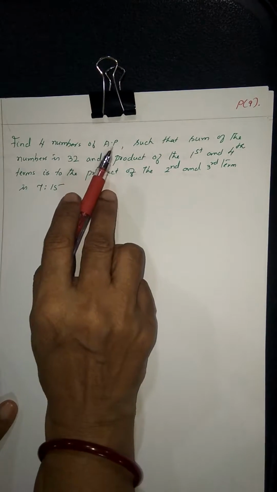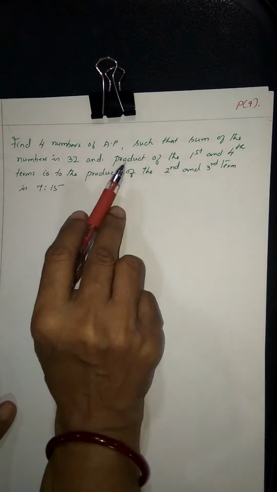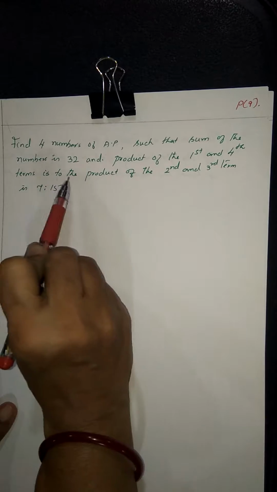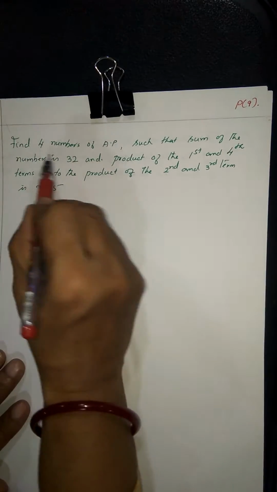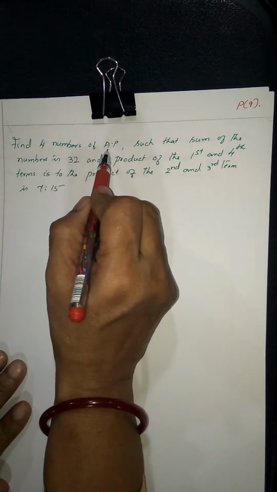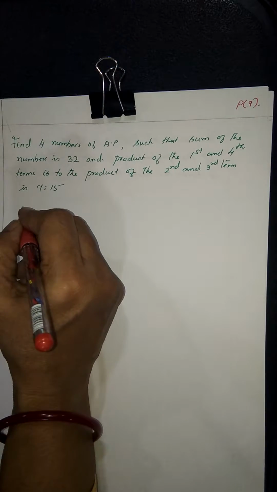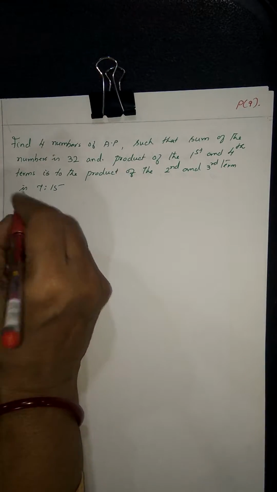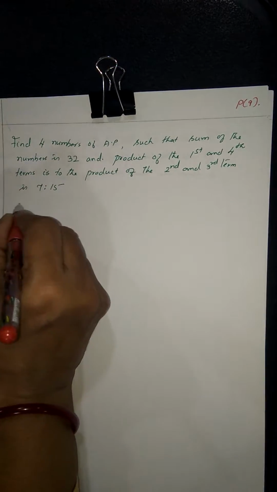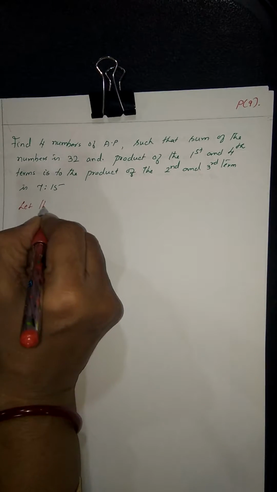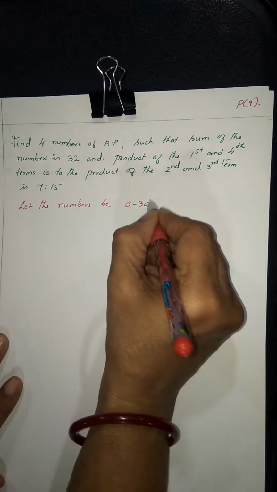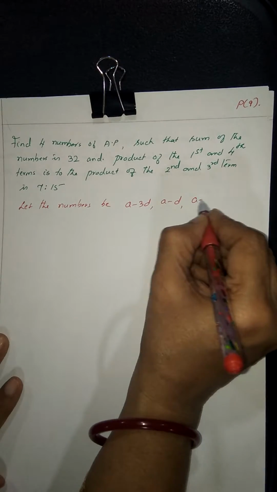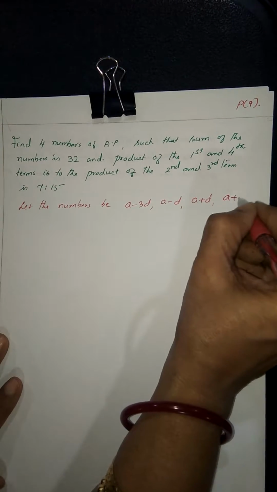Find four numbers in AP such that the sum of the numbers is 32 and the ratio of the product of the first and the fourth term to the product of the second and third term is 7:15. So when you have to assume four numbers, you have to take them as a minus 3d, a minus d, a plus d and a plus 3d. I'll explain the reasons. First let me write it down. Let the numbers be a minus 3d, a minus d, a plus d and a plus 3d.